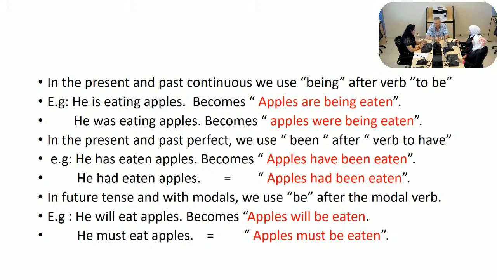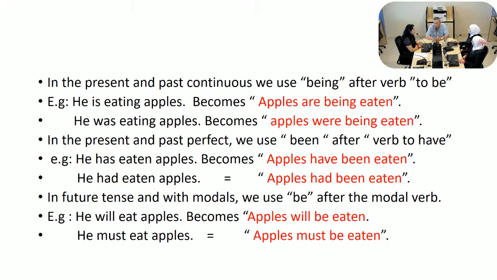In the future tense and modals, we use be, because after will, the verb is in the infinitive form, the base form. He will eat apples becomes apples will be eaten. He must eat apples, apples must be eaten. So we use be after all the modals.